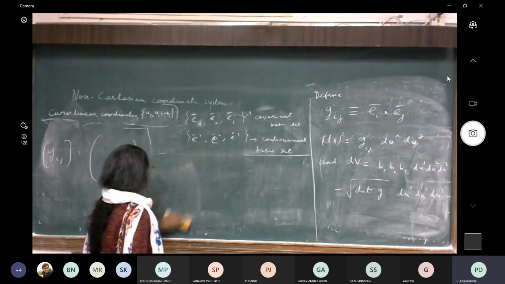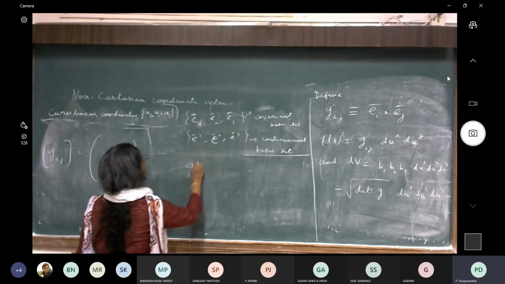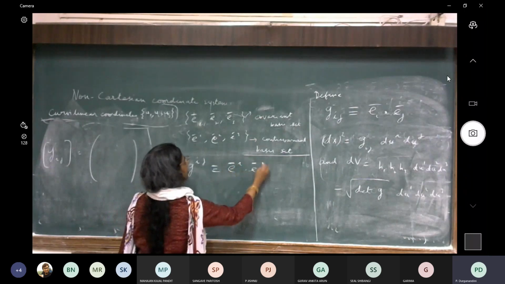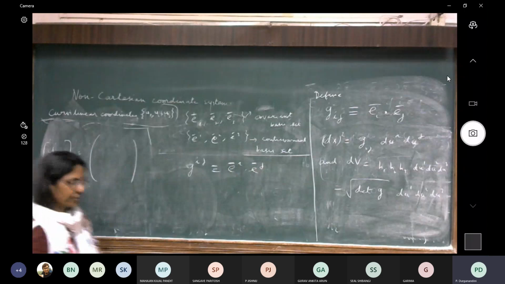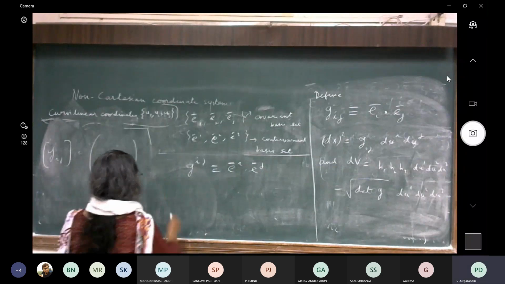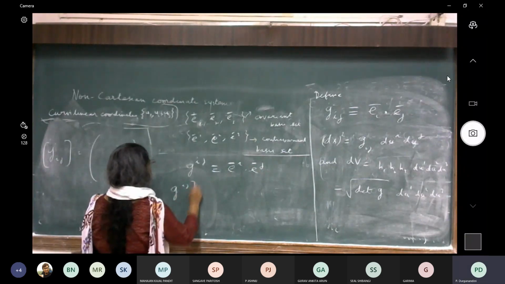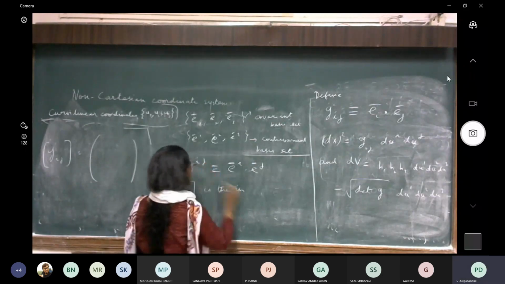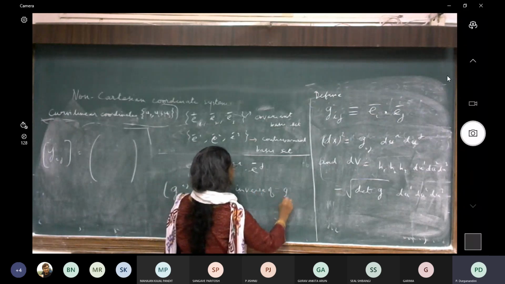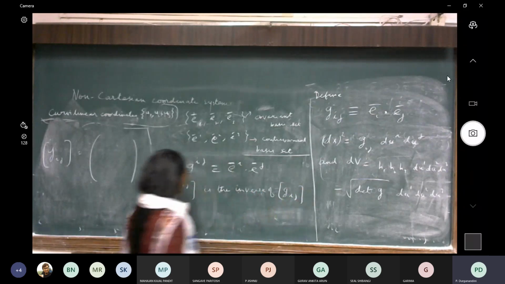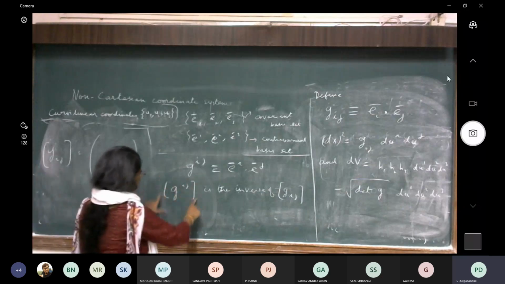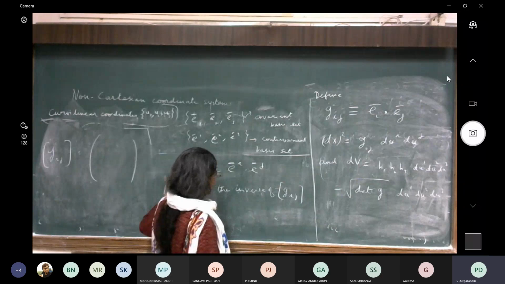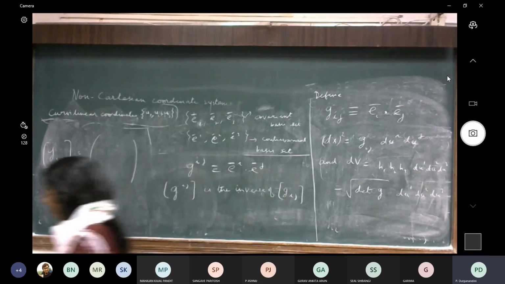Now we could also equivalently define g^ij to be e^i dot e^j, the scalar product of the contravariant vectors e^i and e^j. And g^ij, if you look at the matrix, is the inverse of g_ij. So the one with the 2 indices on top is the inverse. When I write this square bracket and g^ij here, it means I'm thinking of the matrix. So you will find that this matrix is the inverse of this matrix.